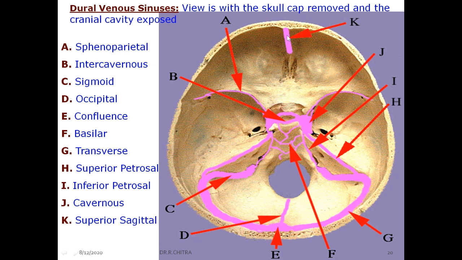K is the beginning of the superior sagittal sinus. So these are the situations of when you are given the cranial cavity in the exam and you are asked to show the dural venous sinuses, situation of the dural venous sinuses in the cranial cavity. This is the way you have to mark the dural venous sinuses.